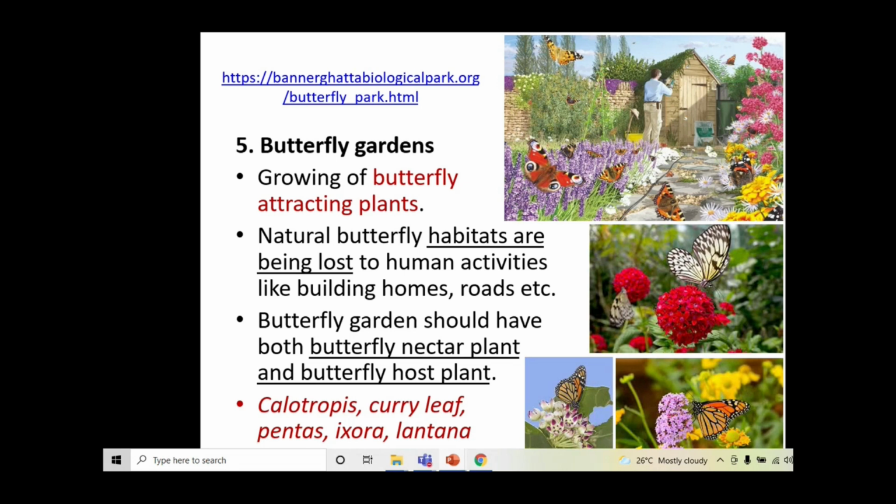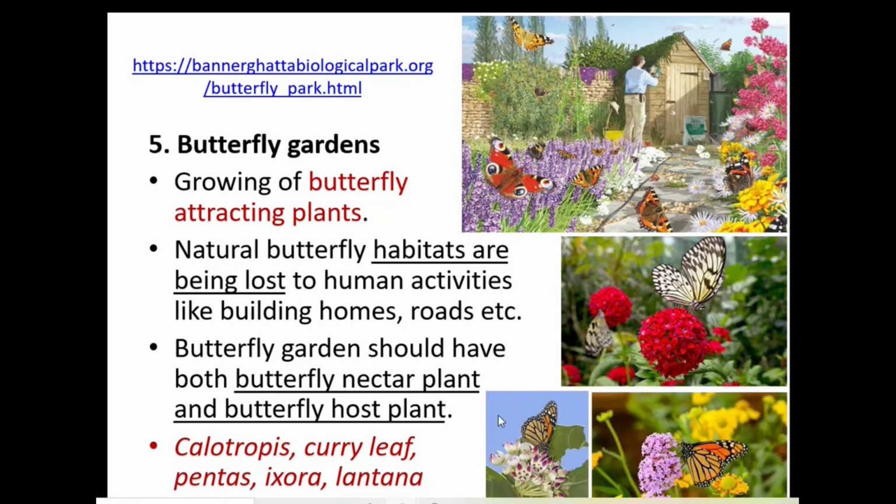We have to have different types of plants here, relatively herbs and shrubs, or butterfly nectar plants and butterfly host plants. For example, Calotropis. You might have seen this plant, see in the picture. In Kannada we call it Ekkada Gida. Then Calotropis and curry leaf, which we use for sambar and other dishes and for tadka, and pentas. See this red flower, and ixora, a similar flower, and some medium-sized trees or shrubs. You can see them even in our PG campus in our college; we have this ixora and lantana.